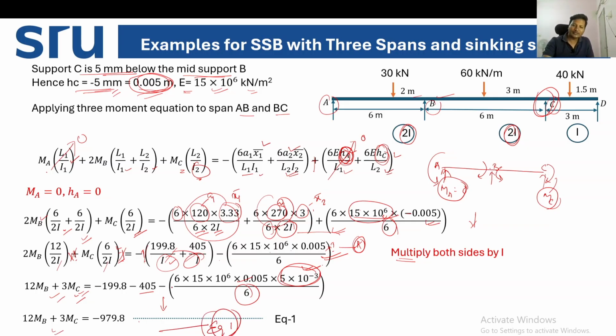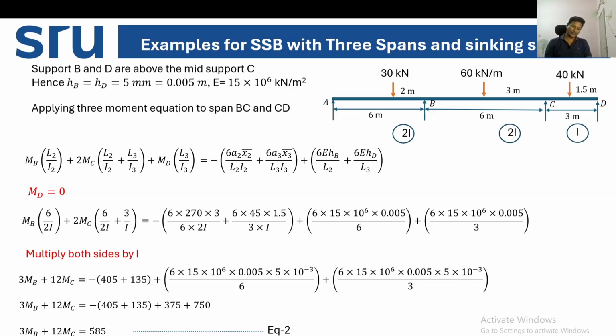Now, coming to the second equation. So what is the second condition? The second condition is you have to consider the span B, C, and D. So this is span B, C, and D. The loading condition is, sorry, this is slightly higher, so 6 meters, and that is 3 meters. So the loading condition is 60 kilonewton at the center. You can see from this figure. And here the loading condition is 40 kilonewton at the center.